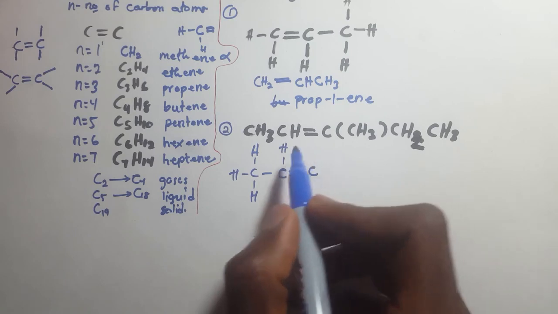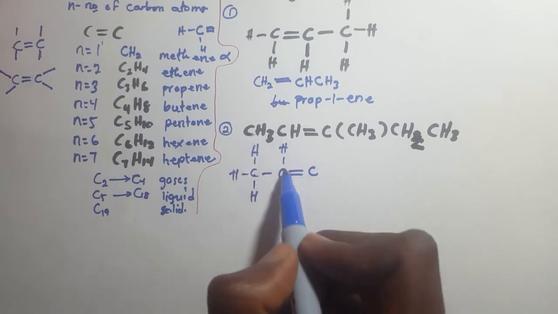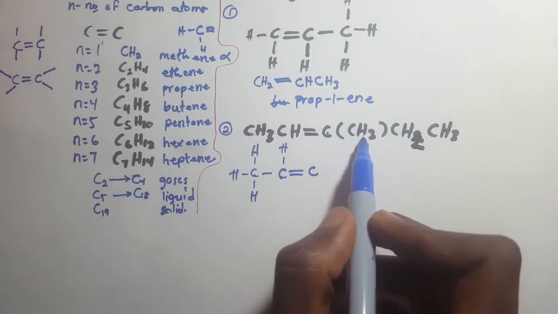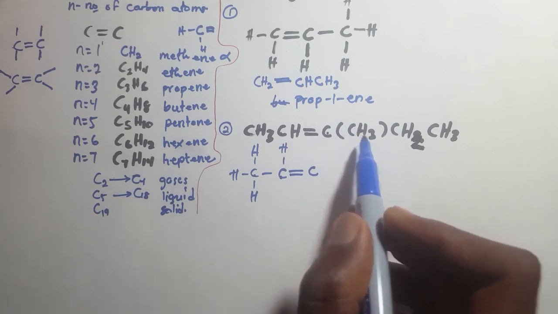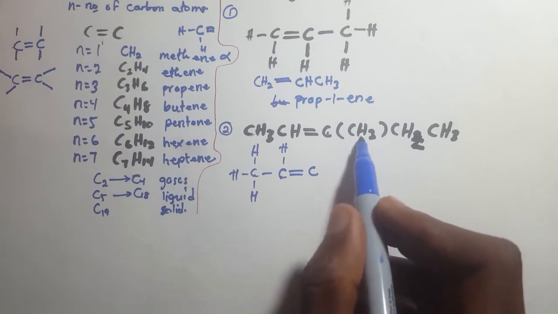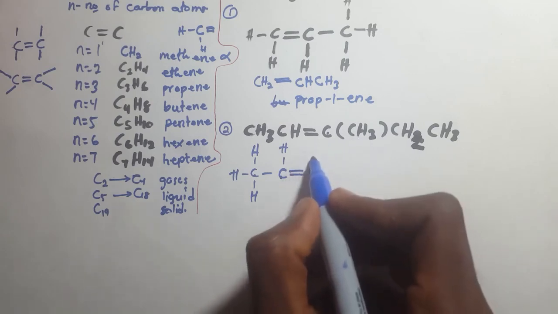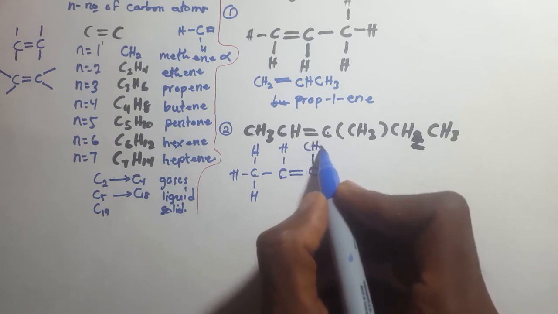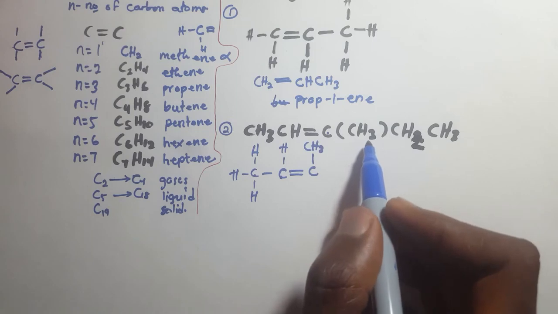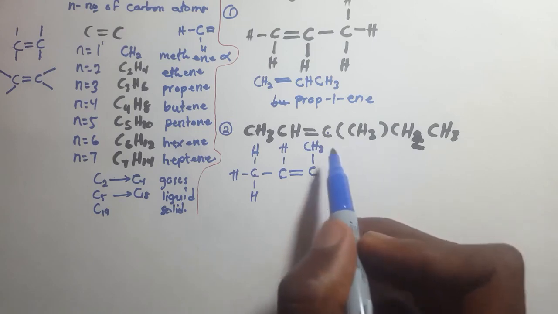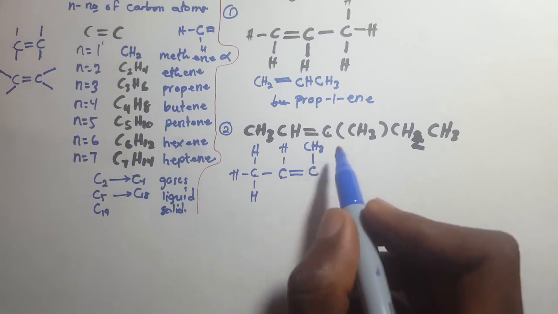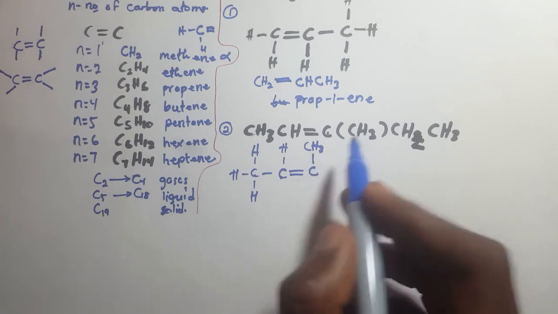Then another C. So this C is here. Now after the double bond, this C. Now you realize that this one is in a bracket. What you need to know is that the alkyl group is always placed in a bracket. So once you see this, you know that it's an alkyl group, CH3. So once you see anything in a bracket, it's a substituent. Sorry, yes, substituents are placed in a bracket, not just alkyl groups. Any substituent, whether organic or inorganic. So we are done with this.